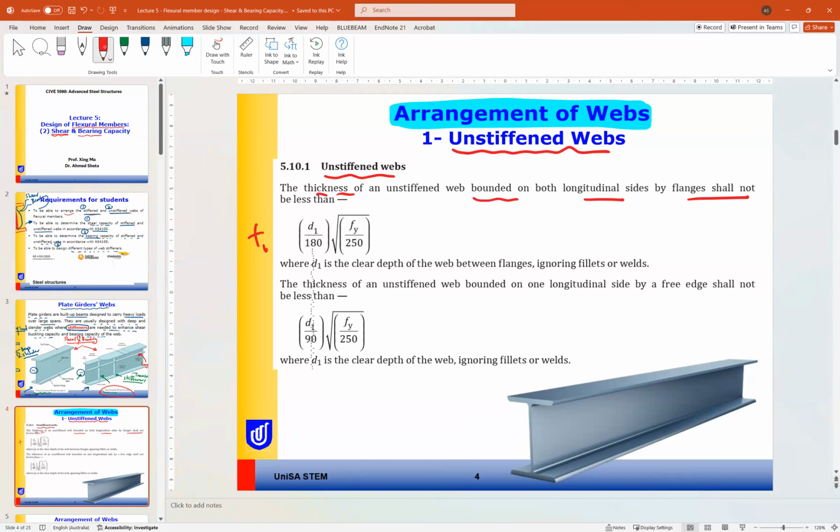So t web in this case should be more than or equal to d1 over 180 multiplied by root f yield divided by 250. If we see that, this is t web here, and this is d1. d1 is the clear depth of the web.